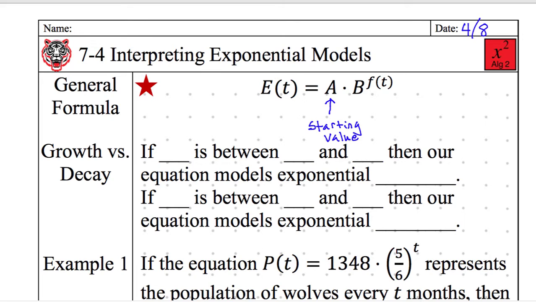So this capital B, there are many names for him. Some names are common ratio. That's the most common one that I know. So I'm going to call it common ratio.